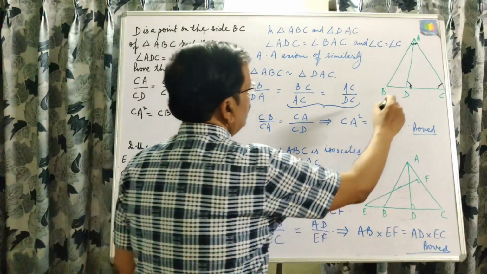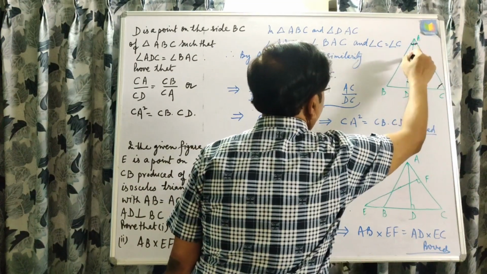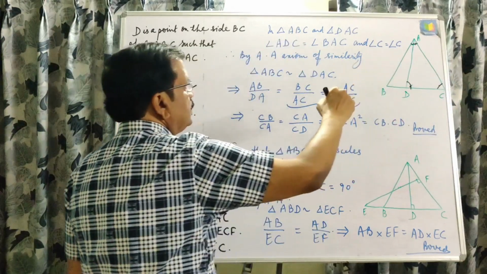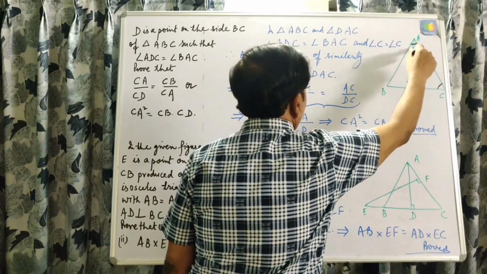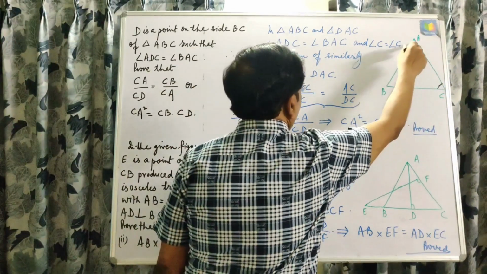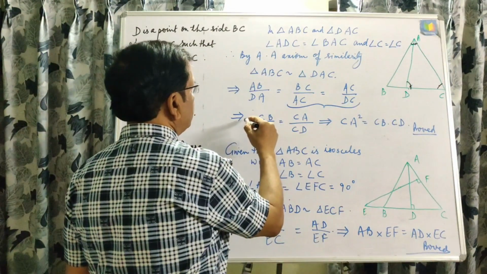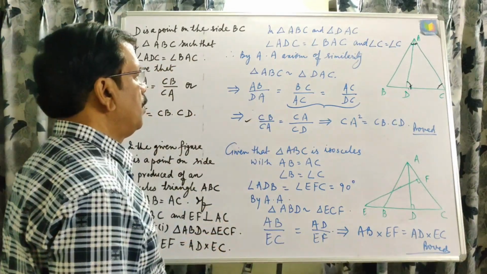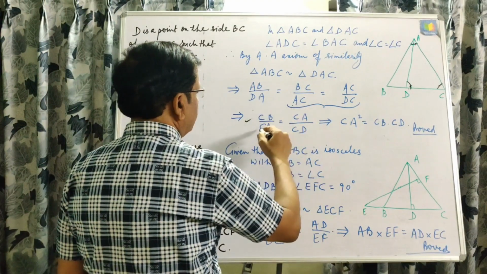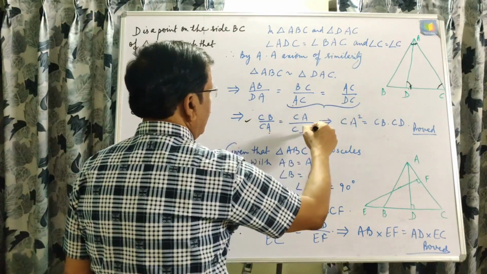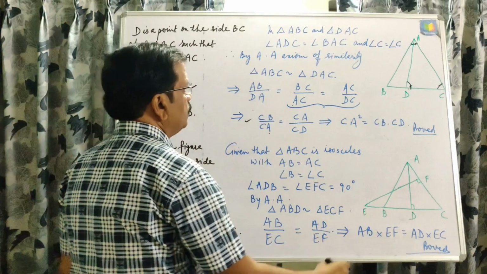That is AB upon DA, means AB of this triangle upon DA of this triangle is equal to BC upon AC, BC of this upon AC of this is equal to AC upon DC, AC of bigger one upon this, and this way we are getting CB upon CA. This can be written as BC as CB and this AC as CA upon CA and CD. So by cross multiply, CA square is equal to CB into CD.